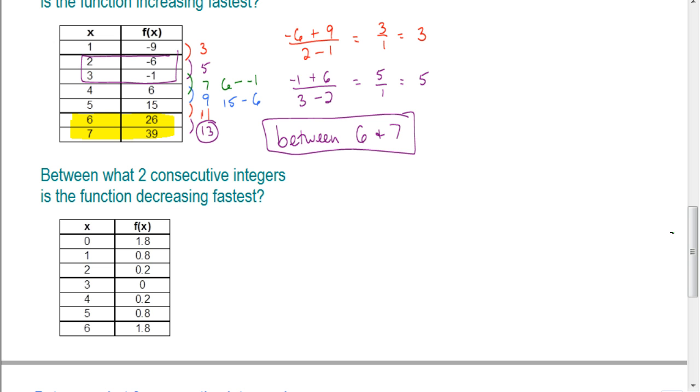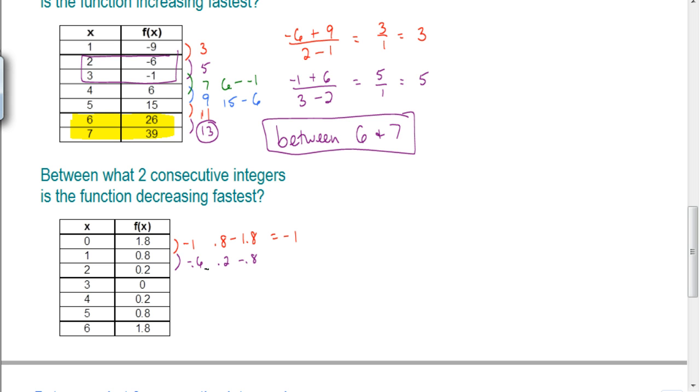Well, again, we're dealing with consecutive integers, so our change in x is going to be 1 for each of these. So again, we're just focusing on our change in y. Now, if I take 0.8 minus 1.8, I get a negative 1. So my rate of change between these two would be negative 1. And if I look at the difference between 1 and 2 here, I'm going to take 0.2 minus 0.8.